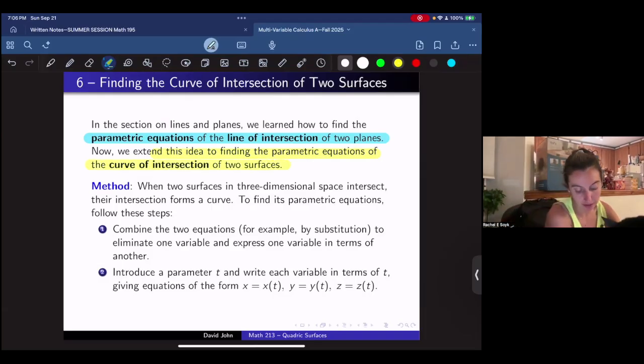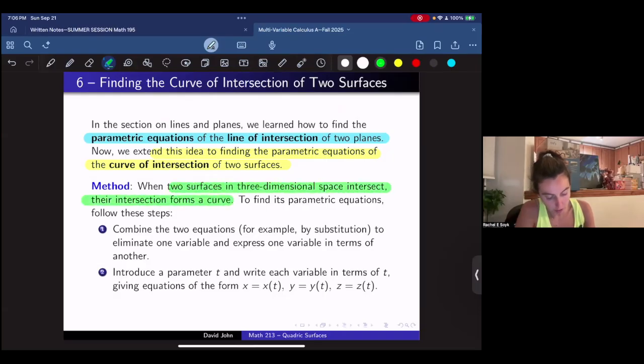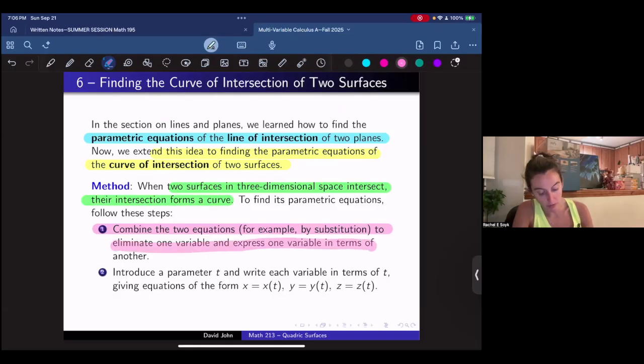So our method: when two surfaces in three-dimensional space intersect, their intersection forms a curve. And so when two surfaces, we'll use green, intersect, their intersection forms a curve. To find its parametric equations, we want to follow these two steps. So the first one is we combine the two equations, for example, by substitution, to eliminate one variable and express one variable in terms of another. And we'll see this in a concrete example on the next page.